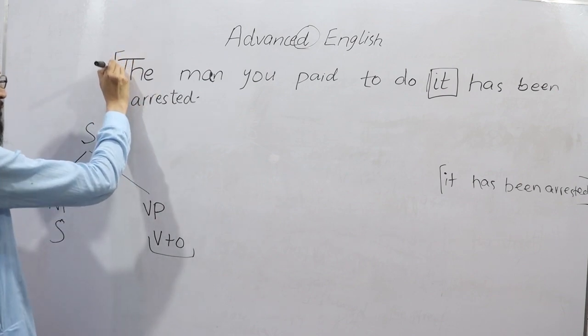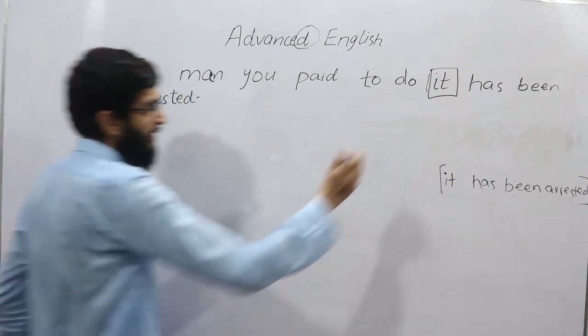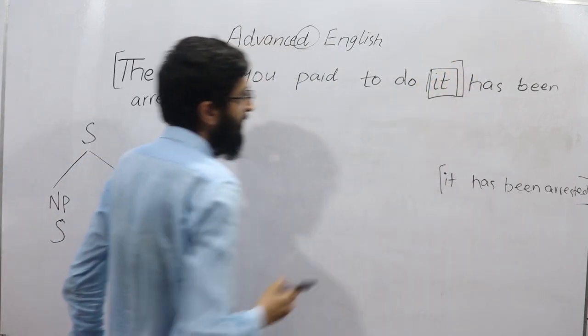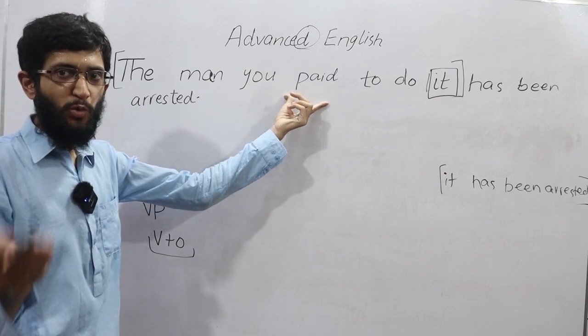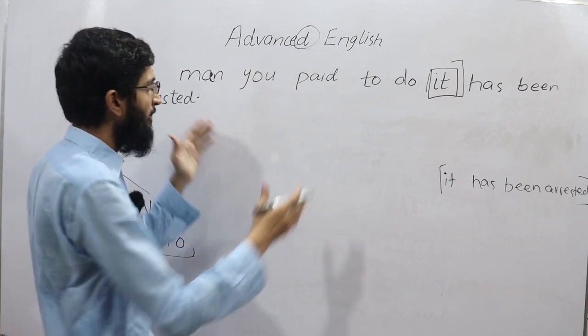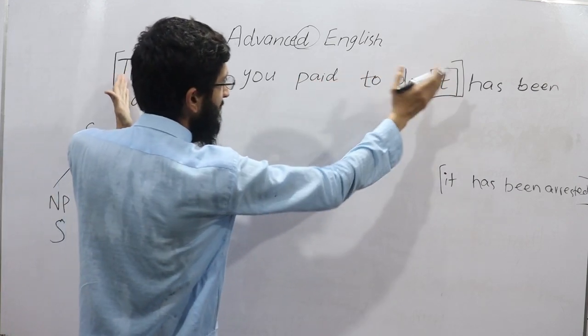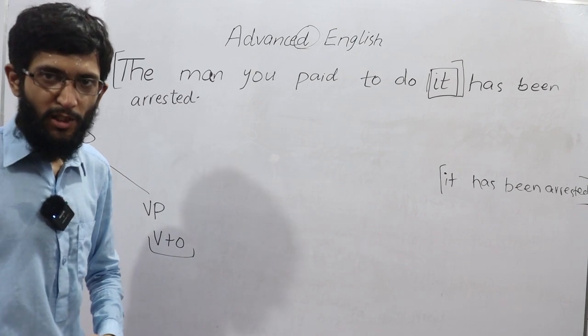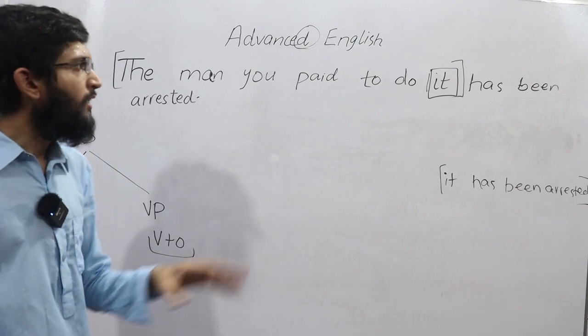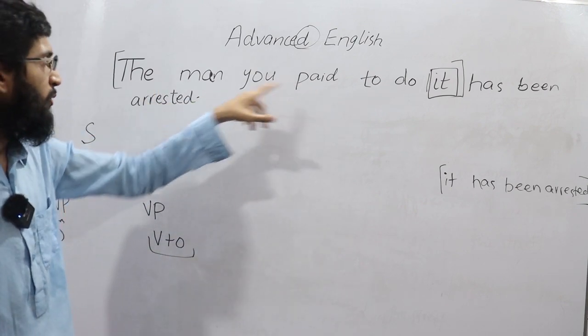The man you paid to do it. Here comes the bracket. Like, the man you paid to do it. आदमी जिसको आपने पे किया ये करने के लिए. So this is a whole noun phrase, and this noun phrase can actually be replaced with he, she, it, I, we, you, they. Like, the girl you paid to do it.